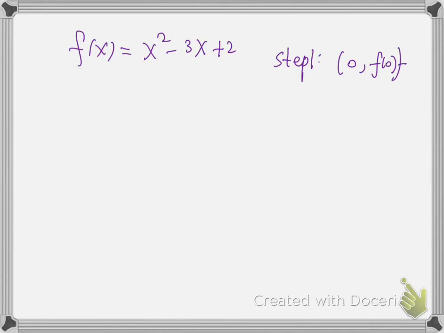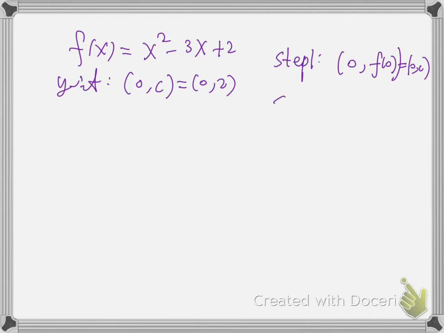So now let's see, f of x is x squared minus 3x plus 2. First you can find the y-intercept. That's the easiest one. I change the order. So it's 0, f of 0, so it's 0, c. C is 2. So the y-intercept 0, c is 0, 2.